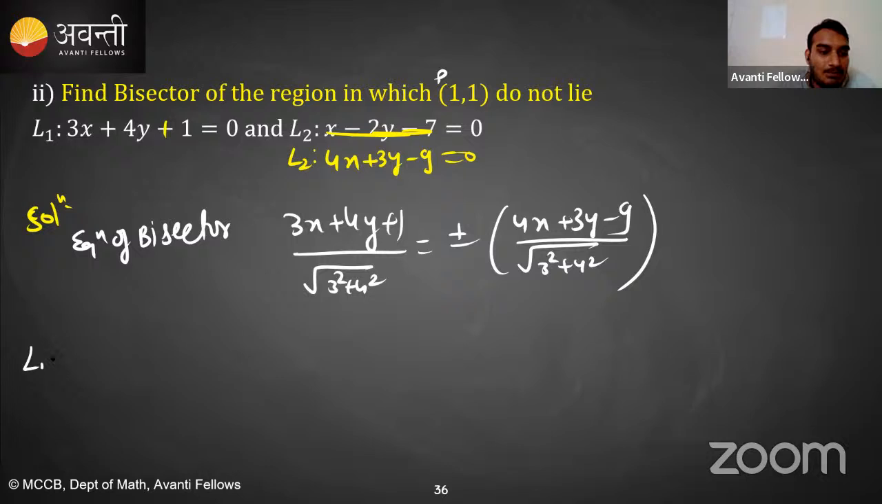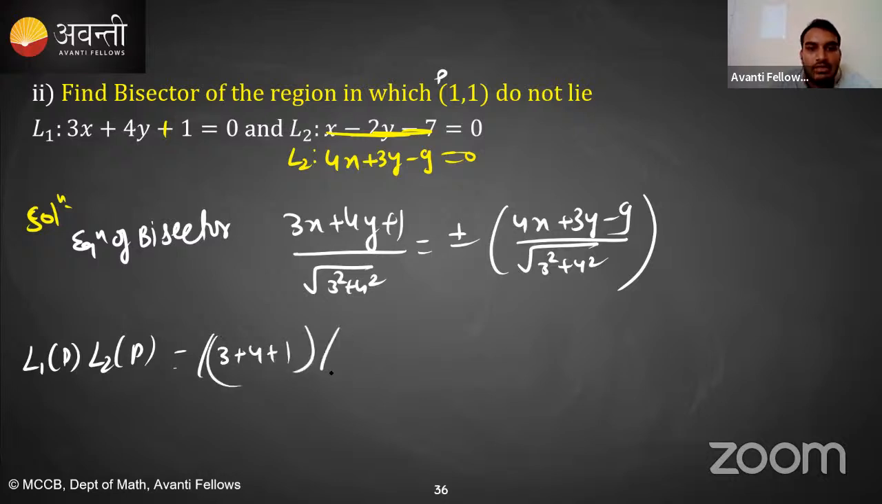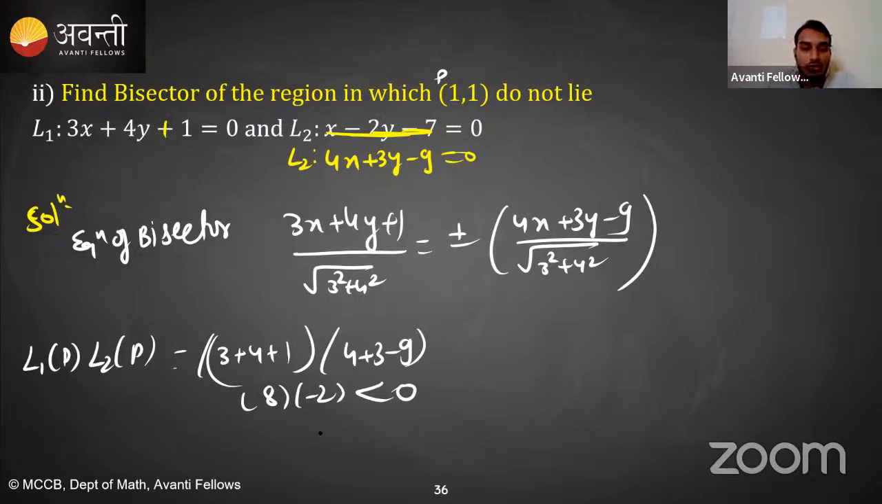So calculate L1P into L2P. What is L1P? Put the point (1, 1) in the line. So 3 plus 4 plus 1. Put the point (1, 1) in the second line. That will give you the L2P. 4 plus 3 minus 9. So this is nothing but 8 and this is nothing but minus 2, which is clearly negative. So L1P into L2P is negative.